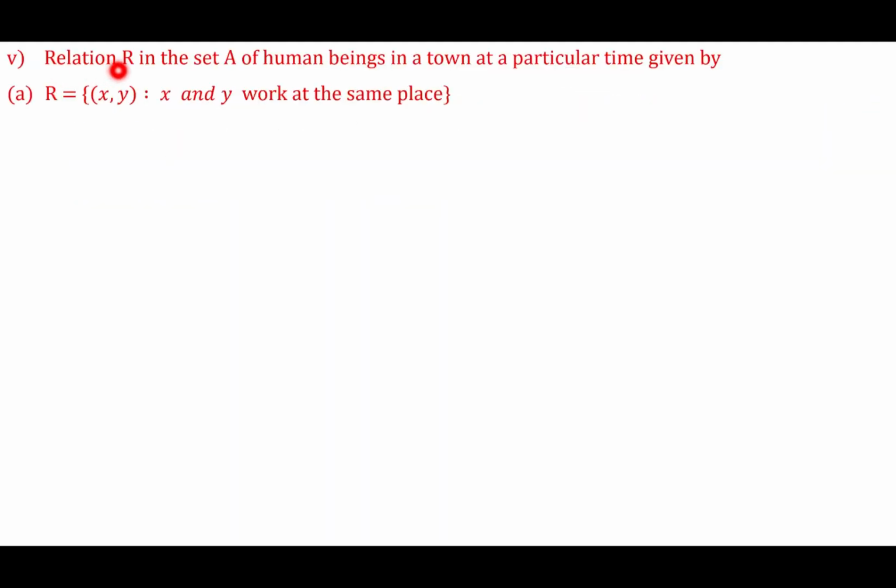Question 5. Relation R in the set A of human beings in a town at a particular time is given by: R is defined as (x, y) such that x and y work at the same place. Now we need to check whether this relation is reflexive, symmetric, and transitive. Relation R is defined from A to A, where set A has a few people: person 1, person 2, person 3, and so on.